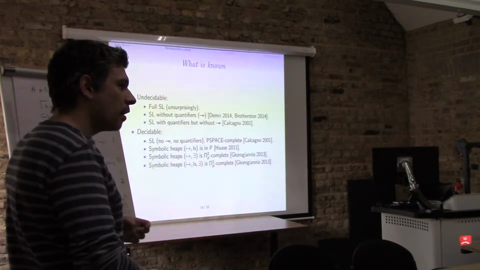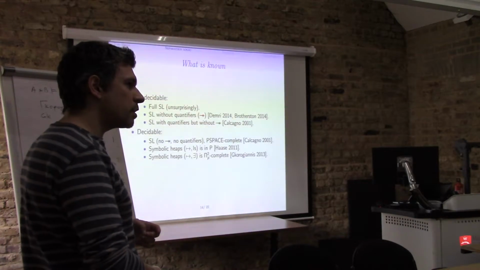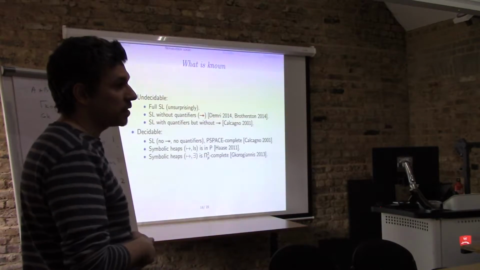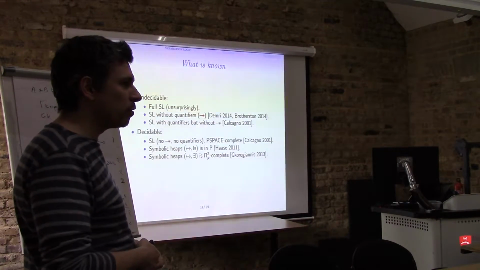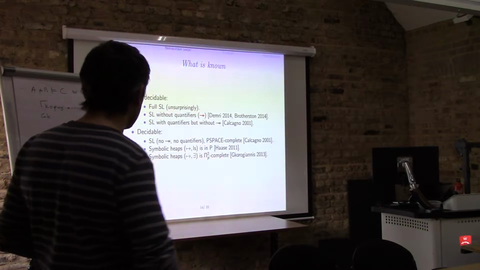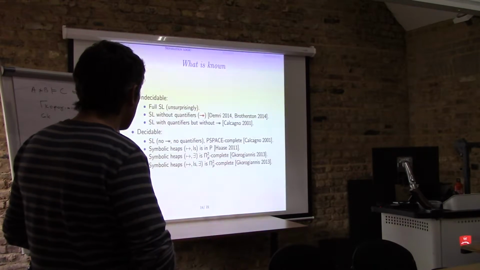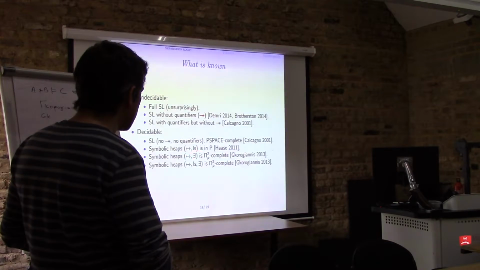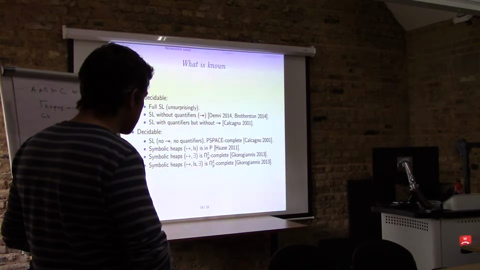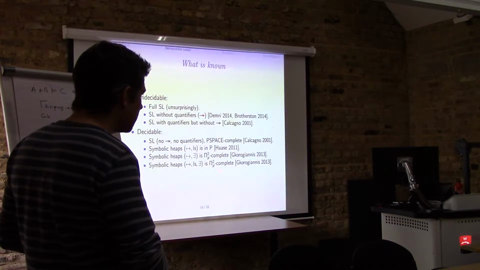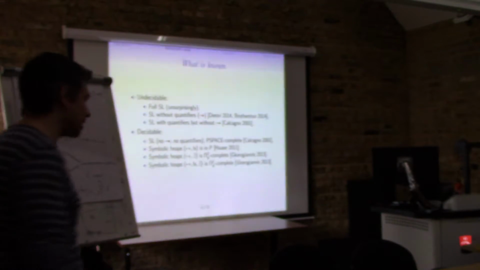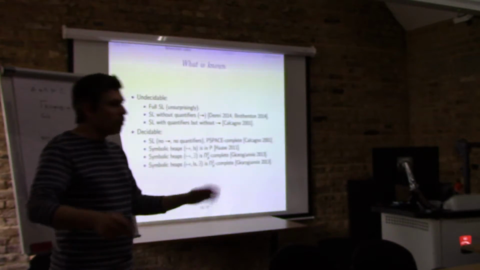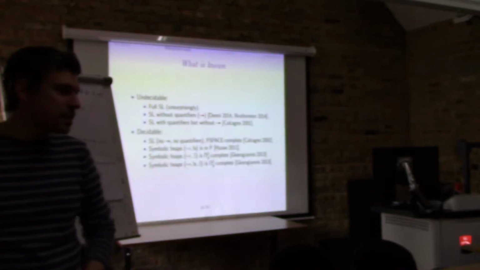Pi2 is NP to the NP, let's say. So if you had an NP oracle, you'd still need NP time to solve the problem, or co-NP, whatever. Symbolic heaps, the same thing, but if you add the list predicate, is still Pi2-complete. So at least from the theoretical complexity point of view, no big harm is done by adding lists.